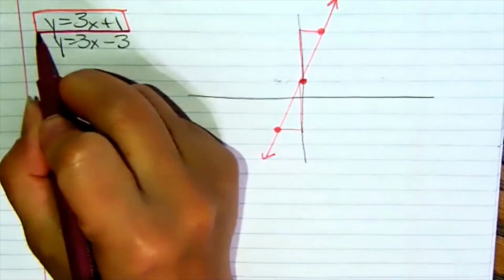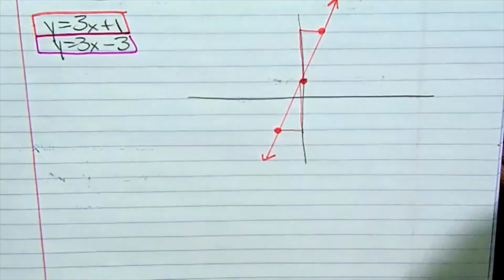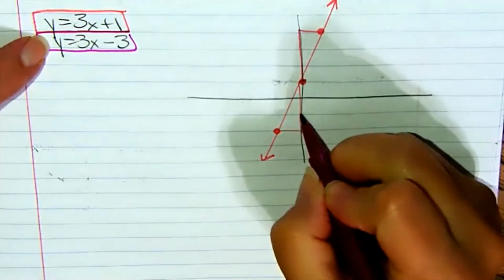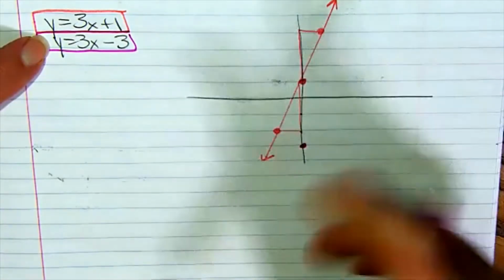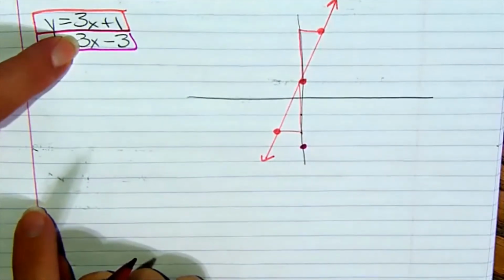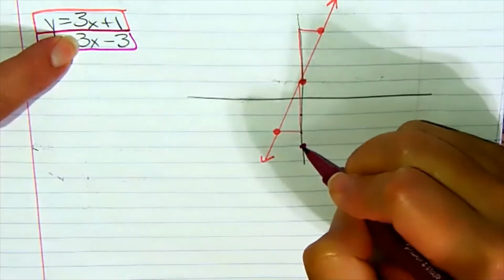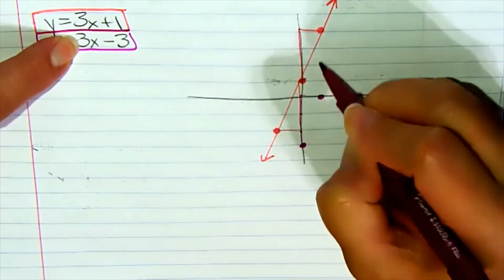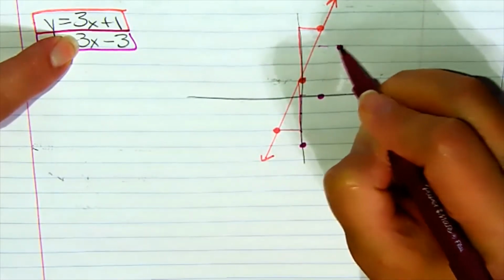Now let's take a look at this equation. My y-intercept is -3. 1, 2, 3. My slope is positive. It's going to go up, and my slope is positive 3 over 1. So I'm going to go up 3 over 1. Up 3 over 1.